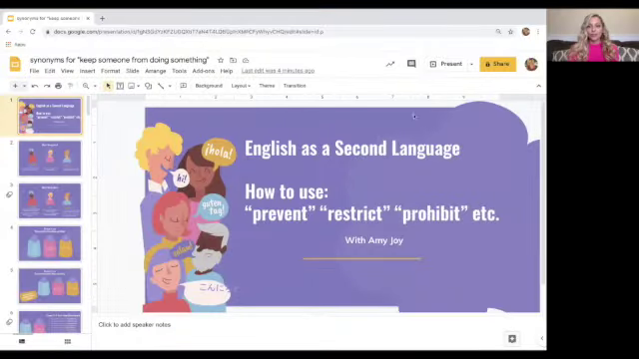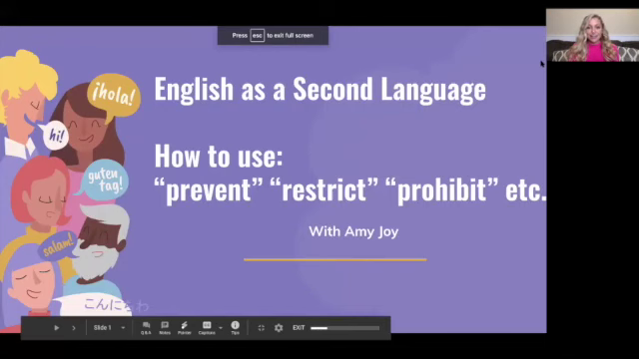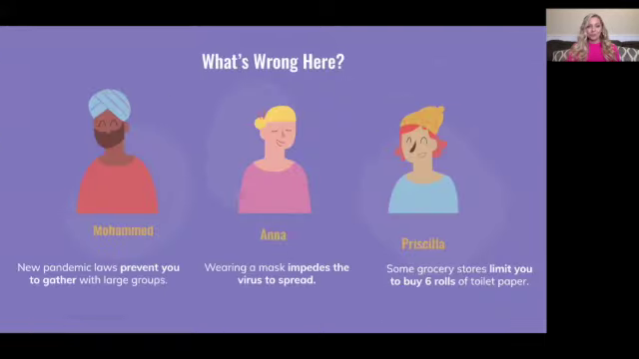Hello, everybody. It's your favorite English teacher here, Amy Joy, and today we are going to talk about something that I've been noticing with my students, some difficulties using certain vocabulary words. So today's lesson is going to focus on how to use words like prevent, restrict, prohibit, etc.